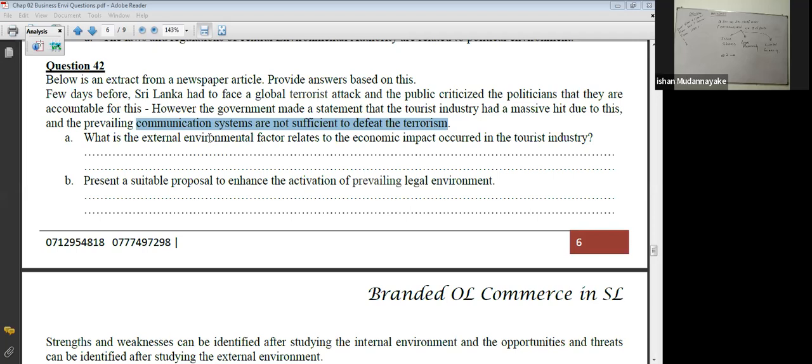What's the external environmental factor related to the economic impact that occurred in the tourist industry? What would be the possible answer? Right, I got a few answers. Right, what about others?